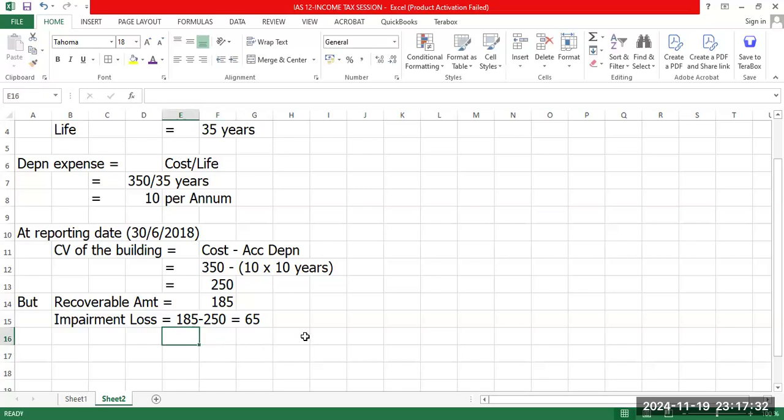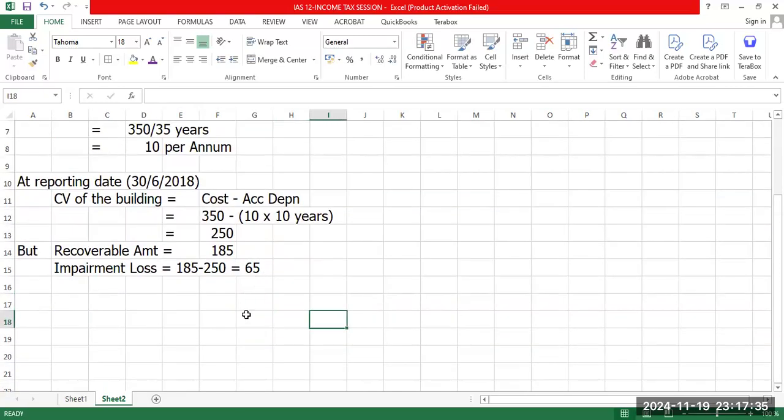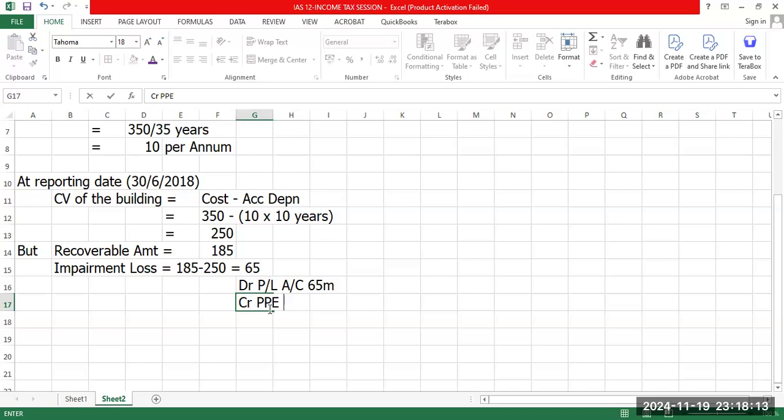At this point, what are our entries here? Impairment loss is an expense actually. So you debit profit and loss, that is impairment loss, and credit the assets. It means that your asset has lost value. PPE, which is building. In your balance sheet, you'll be having PPE.